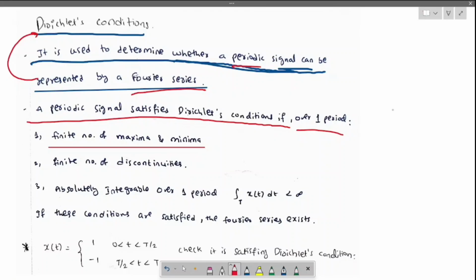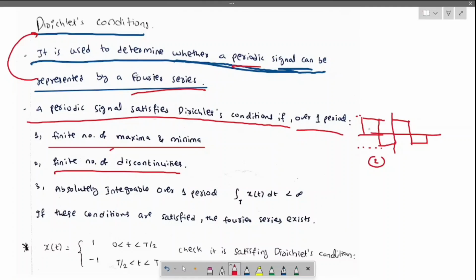Okay, let us take one graph. Let it be this graph. So the finite number of maxima and minima: this is a maxima and this is a minima, right? Only two, a minima and a maxima. So this is the example, like we need to have a finite number of maxima and minima.